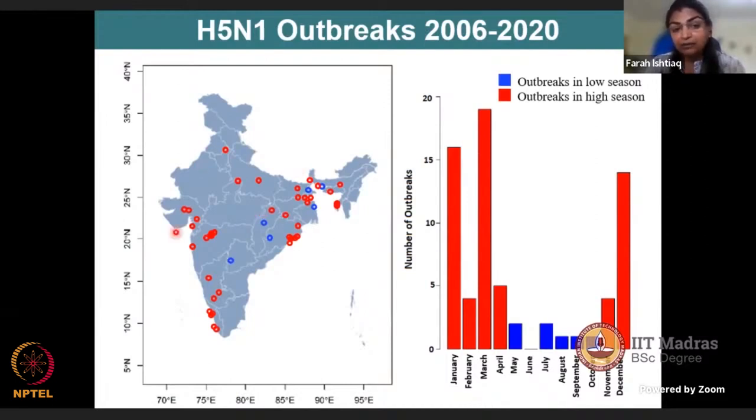All the dots on the map which I'm showing you here are the places where the outbreaks have happened in the different seasons. But all the blue dots happened in the non-migrant season. So even though you have some outbreaks happening in the high season, which I call the migrant season, there has also been endemic transmission of virus going on, which was lethal to poultry, in the non-migratory season as well. So what it tells you is that it's not just the migrant species.